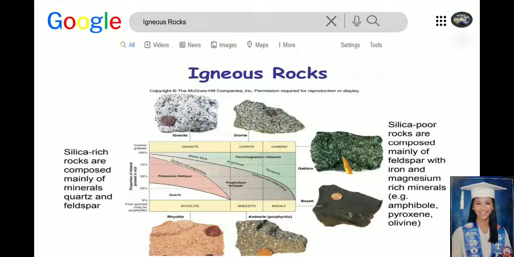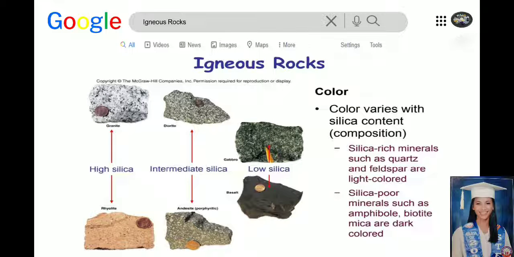So in igneous rocks, silica-rich rocks are composed mainly of the minerals quartz and feldspar, while silica-poor rocks are composed of feldspar with iron and magnesium-rich minerals like amphibole, pyroxene, and olivine. In igneous rocks, color varies with silica content. Silica-rich minerals such as quartz and feldspar are light-colored, while silica-poor minerals such as amphibole and biotite mica are dark-colored.